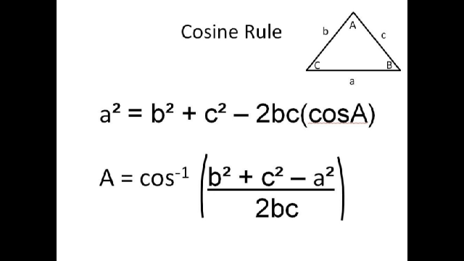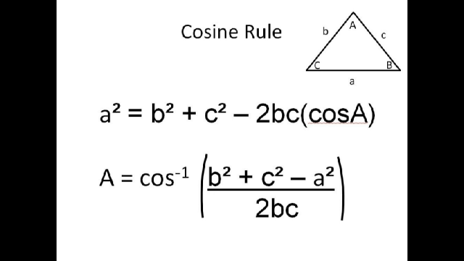The form you get it in is a squared equals b squared plus c squared minus 2bc brackets cos A, so 2bc multiplied by cos A. That form is used to find the side length when you've got the corresponding angle of the side length and 2 other sides.